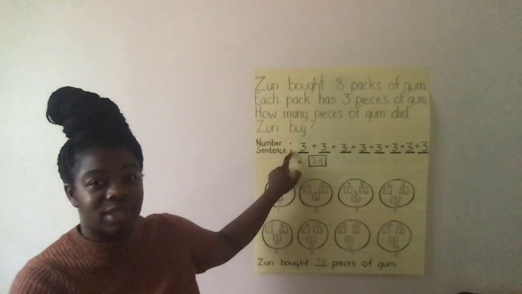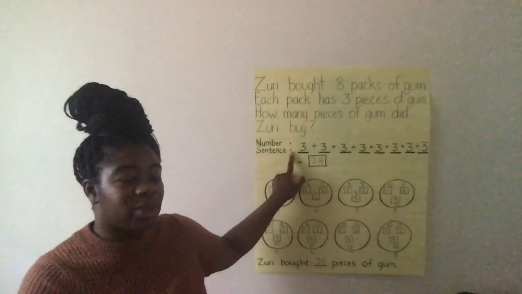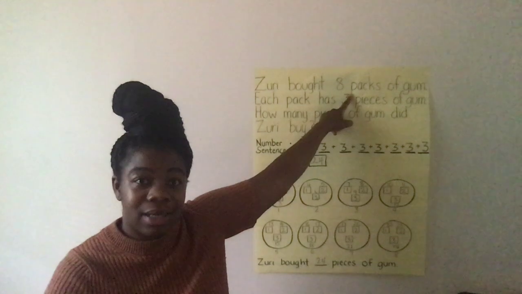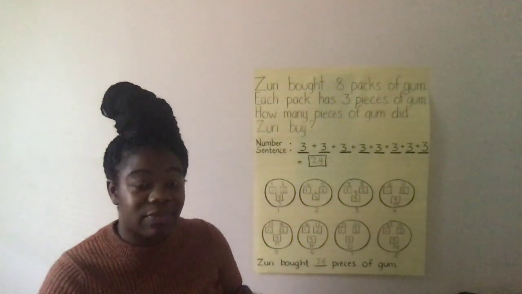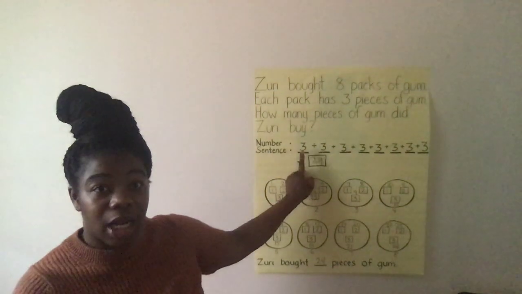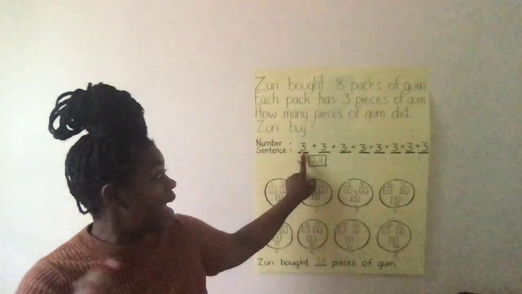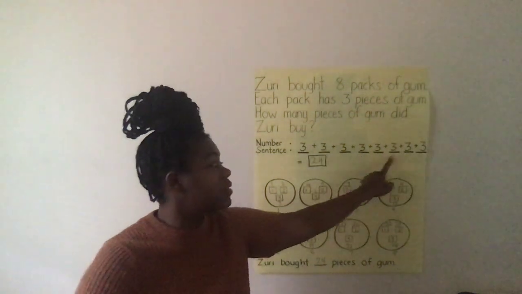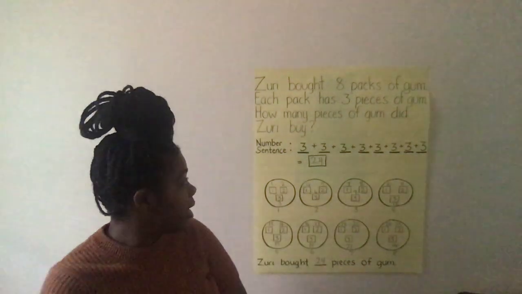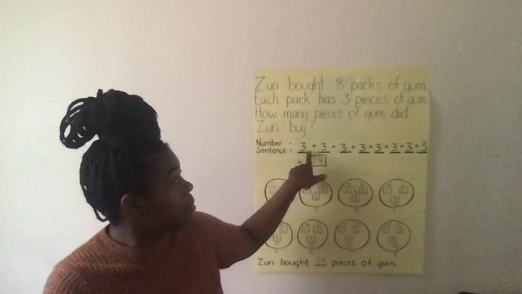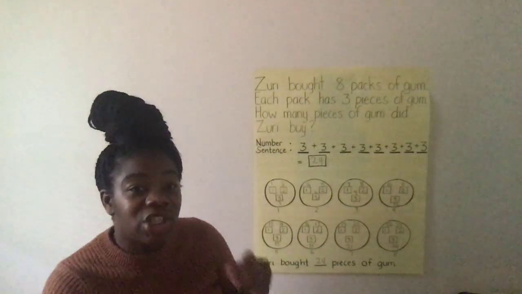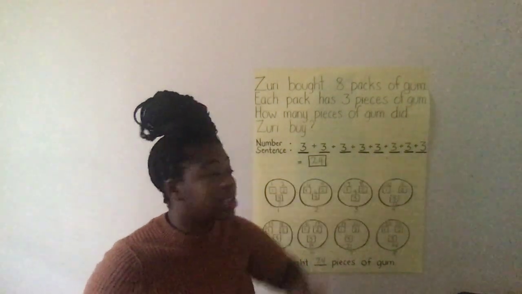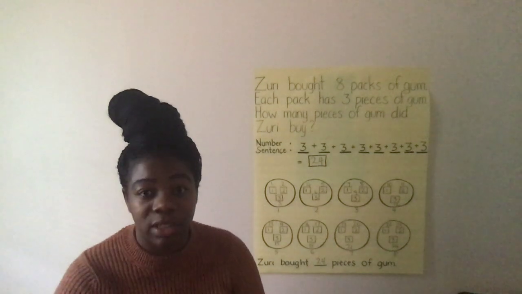So right here, you'll see my number sentence. And for kindergarten, we do something called repeated addition. So for this one, we see that we have 8 packs and that each pack has 3 pieces of gum. So right now, I have 8 lines to represent those 8 packs of gum. 1, 2, 3, 4, 5, 6, 7, 8. And on each line, I put 3. The number 3 represents the 3 pieces of gum in each pack. So 3 plus 3 plus 3 plus 3 plus 3 plus 3 plus 3 plus 3. And now we can move on to solving.